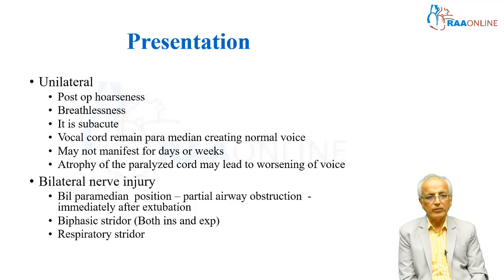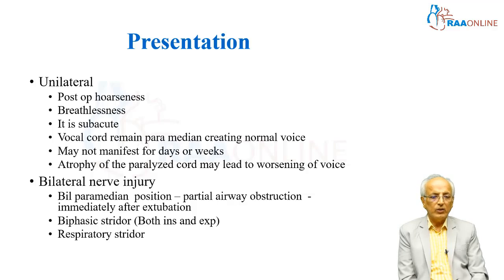Now, how do you detect, or how do you come to know, that the patient has got a vocal cord paralysis? It can be unilateral or bilateral. In unilateral, there is postoperative hoarseness, breathlessness. It is subacute. Vocal cord remains paramedian, creating a normal voice. May not manifest for weeks or days. Atrophy of the paralyzed cord may lead to worsening of the voice. Because it's unilateral and it is paramedian, the other vocal cord compensates and patient may not have symptoms for very long time. That is why it can manifest after weeks after surgery.